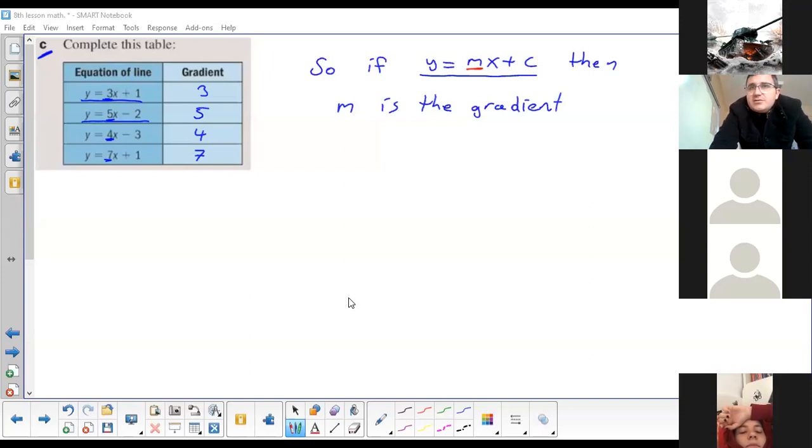So, normally we have learned how to draw lines before. We had done three lessons about drawing lines.